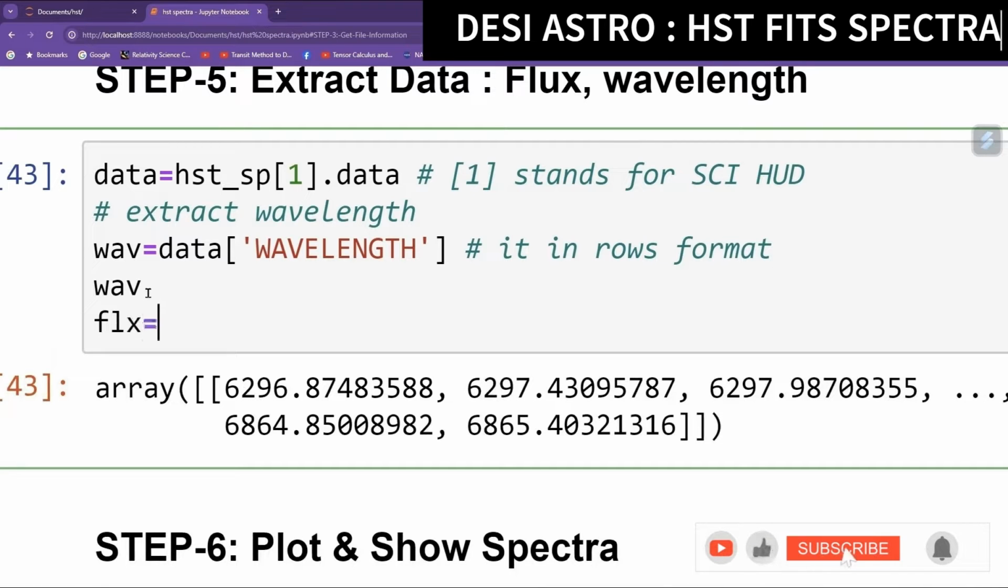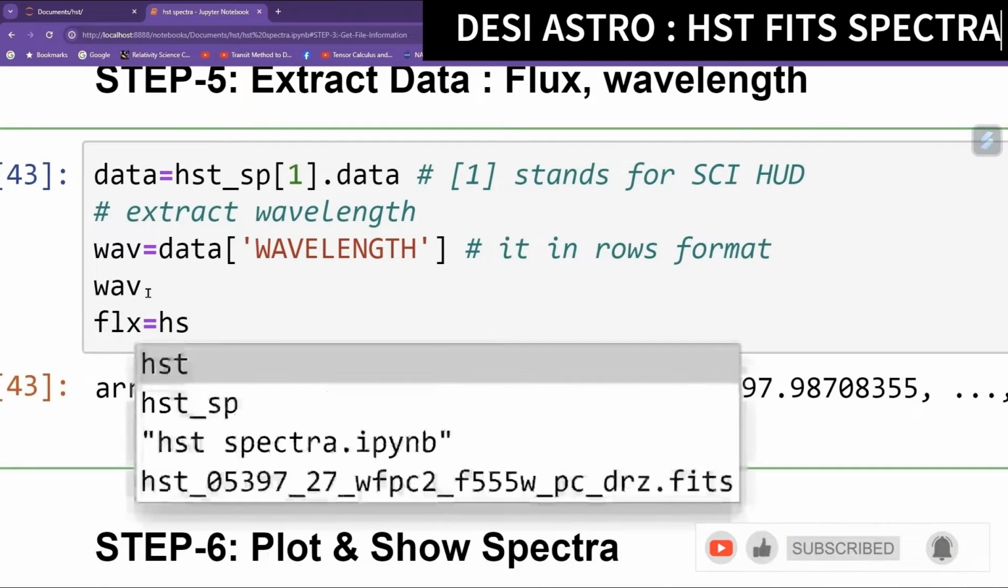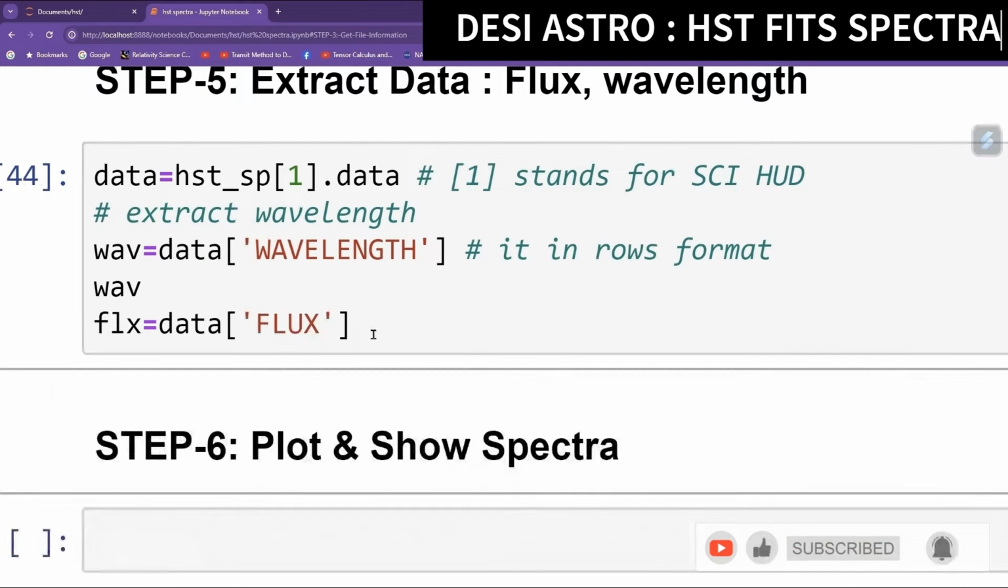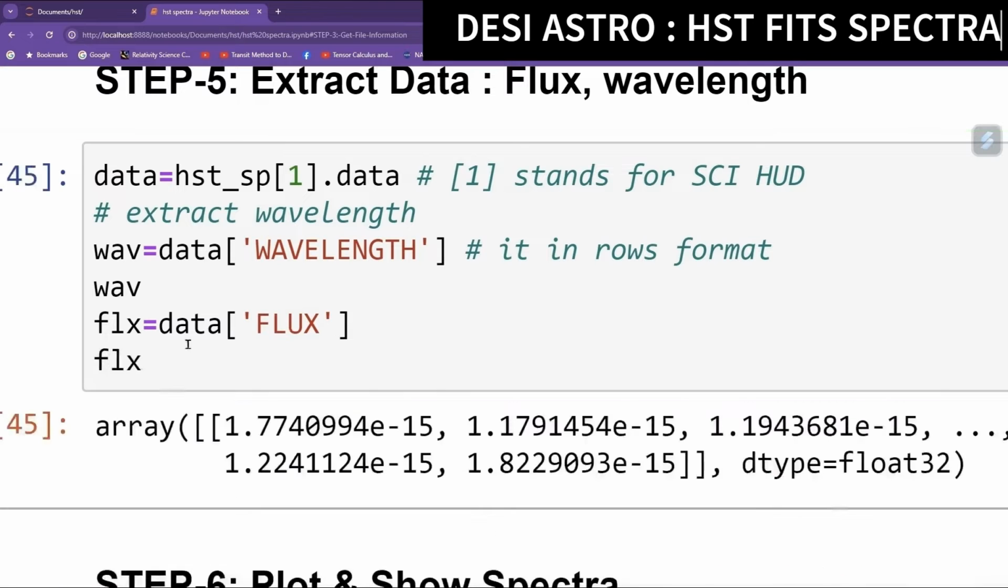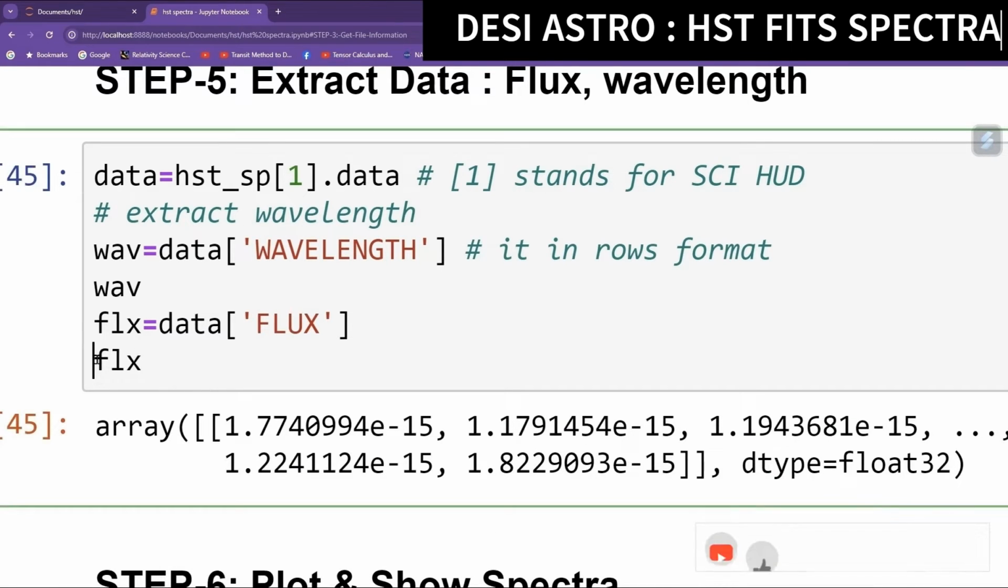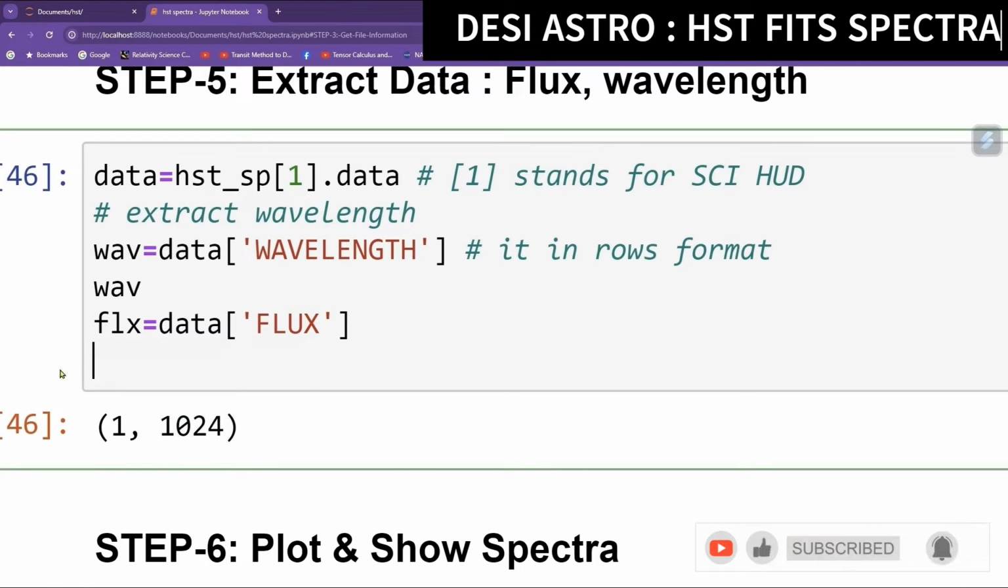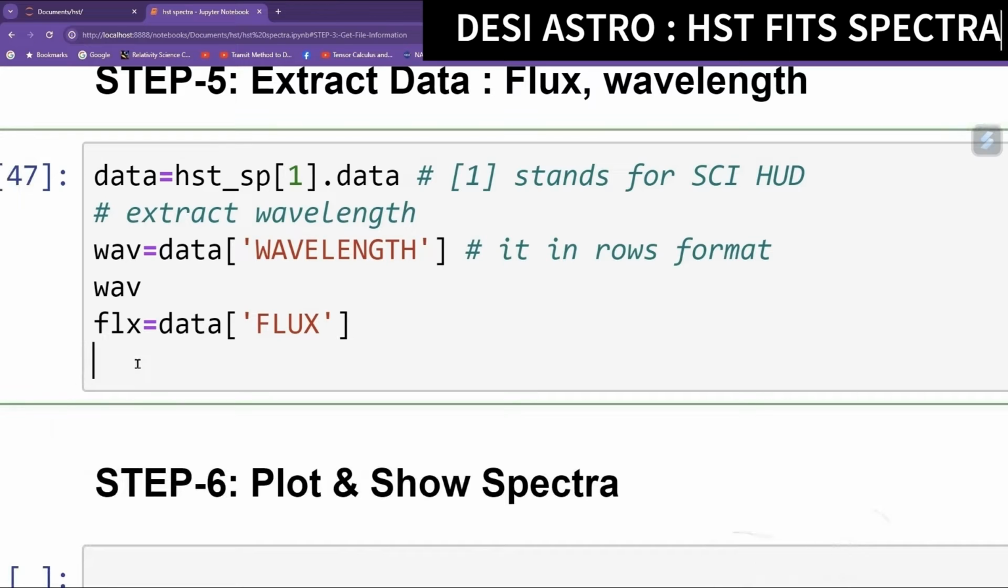So for flux, type here HST data and flux. Okay, so you also got your flux. You can check it. You can check the shape with p dot shape. You can see it's one row, this many columns. So we have to extract the column values. Now I will simply print wave and flux.